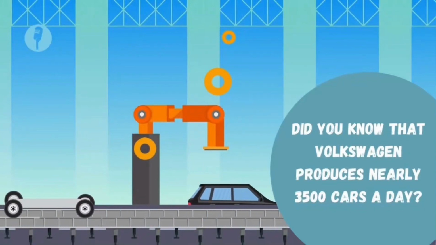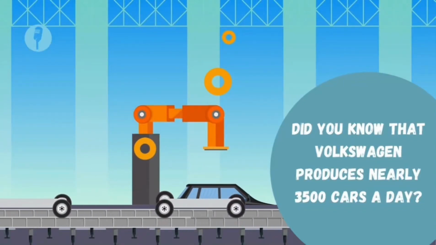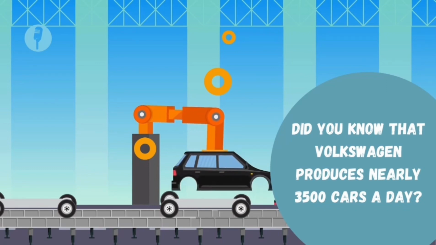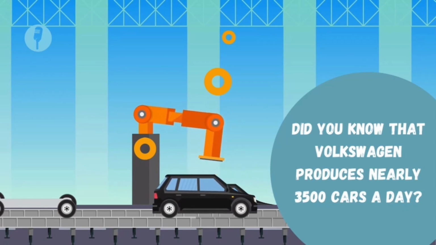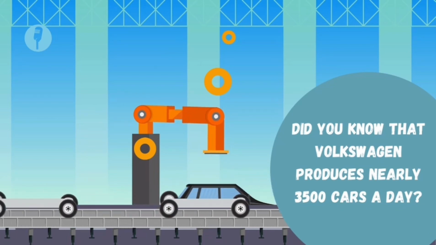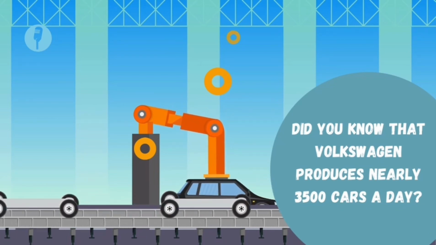Did you know that Volkswagen produces nearly 3,500 cars a day? It seems impossible, right? But with today's technology, mass production has developed and it is now possible to produce thousands of products in a minute. Let's move on to today's topic together.